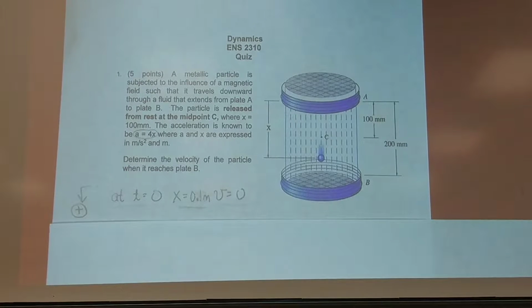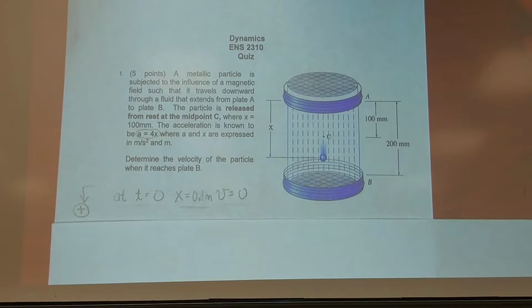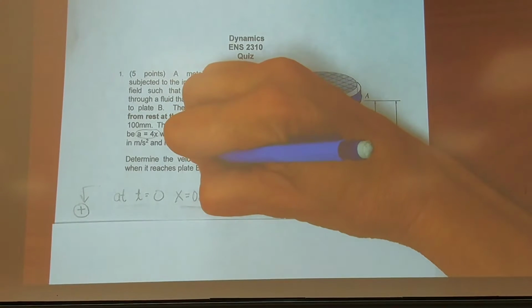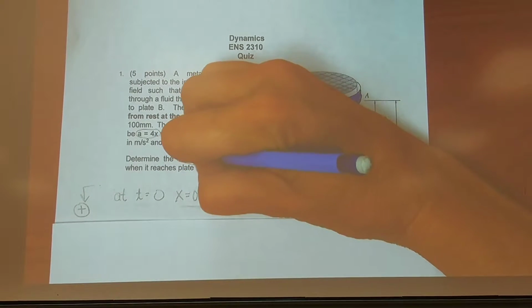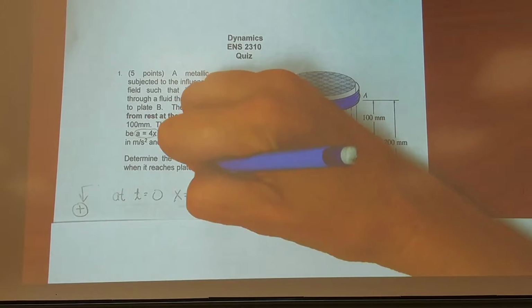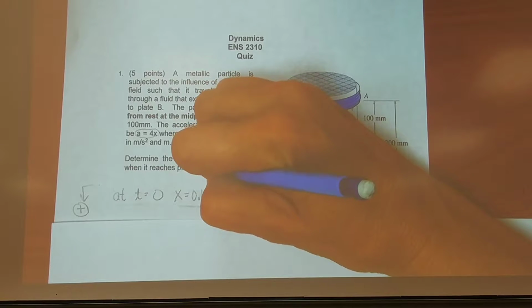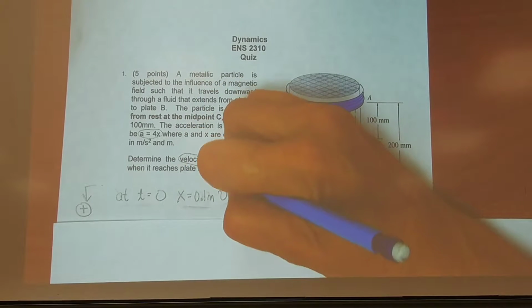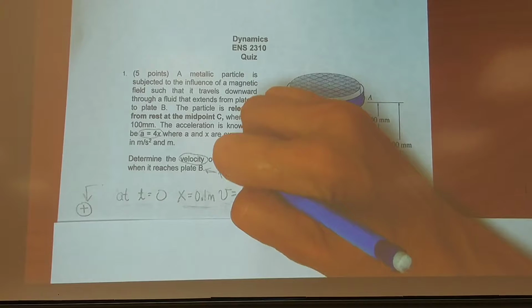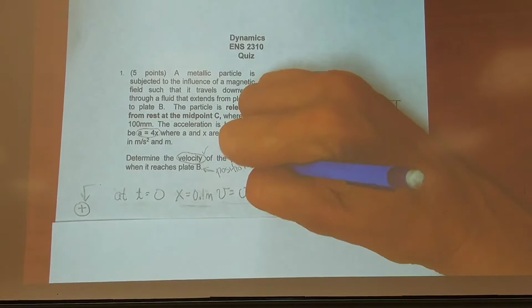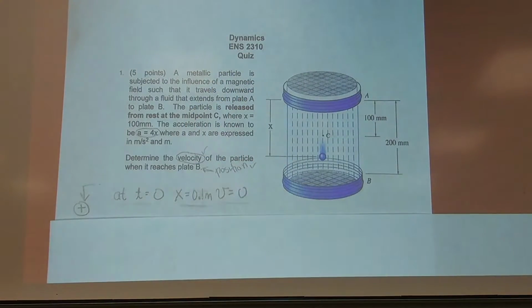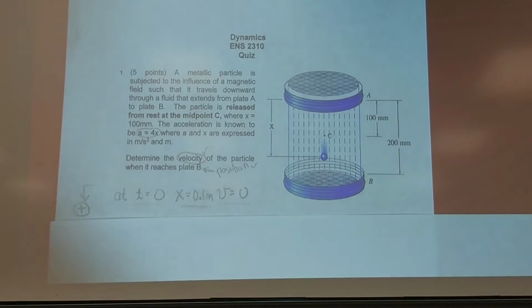Accelerating downward relative to 4 times x. So the things that I'm interested in are velocity, and then when it reaches plate B, so this is like position. Okay, so velocity and position are pretty much the only things that I'm interested in. So I'm not interested in time.